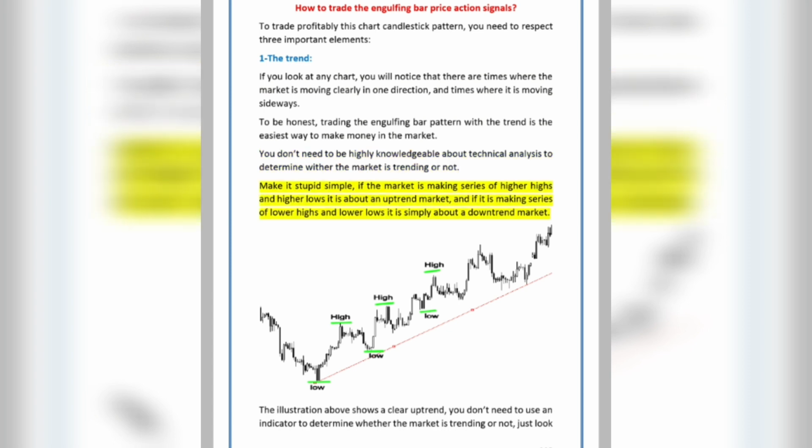Make it stupid simple. If the market is making a series of higher highs and higher lows, it is an uptrend market, and if it is making a series of lower highs and lower lows, it is simply a downtrend market. The illustration above shows a clear uptrend. You don't need to use an indicator to determine whether the market is trending or not. Just look at your chart and try to apply the concept of higher highs and higher lows and vice versa.